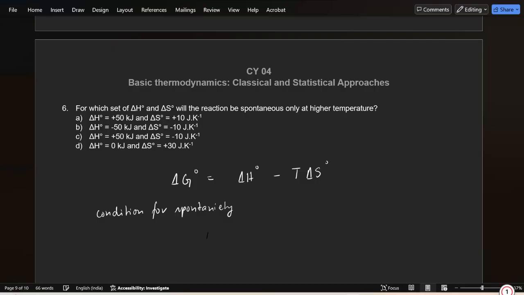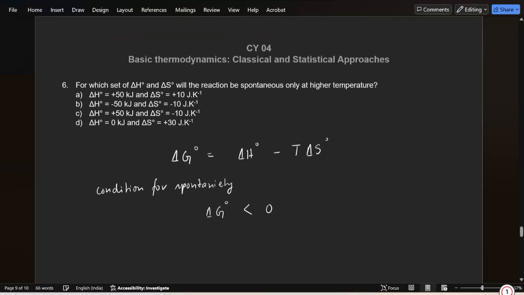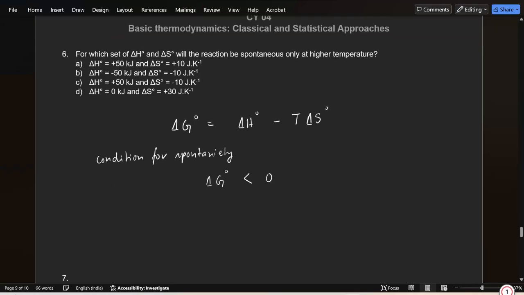Tell when a process is spontaneous: when delta G is less than 0 or greater than 0? Jaydeep, less than 0 or greater than 0? Greater than 0. No, delta G has to be less than 0. It has to be negative for a spontaneous process. Okay.